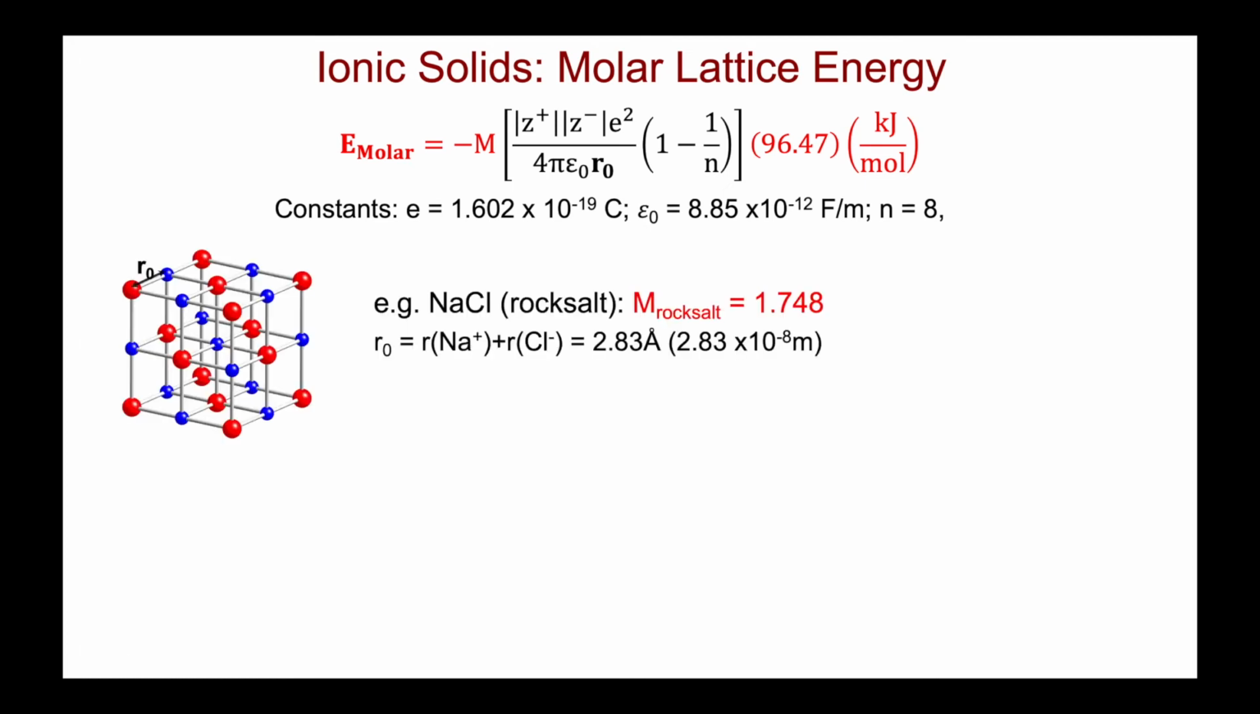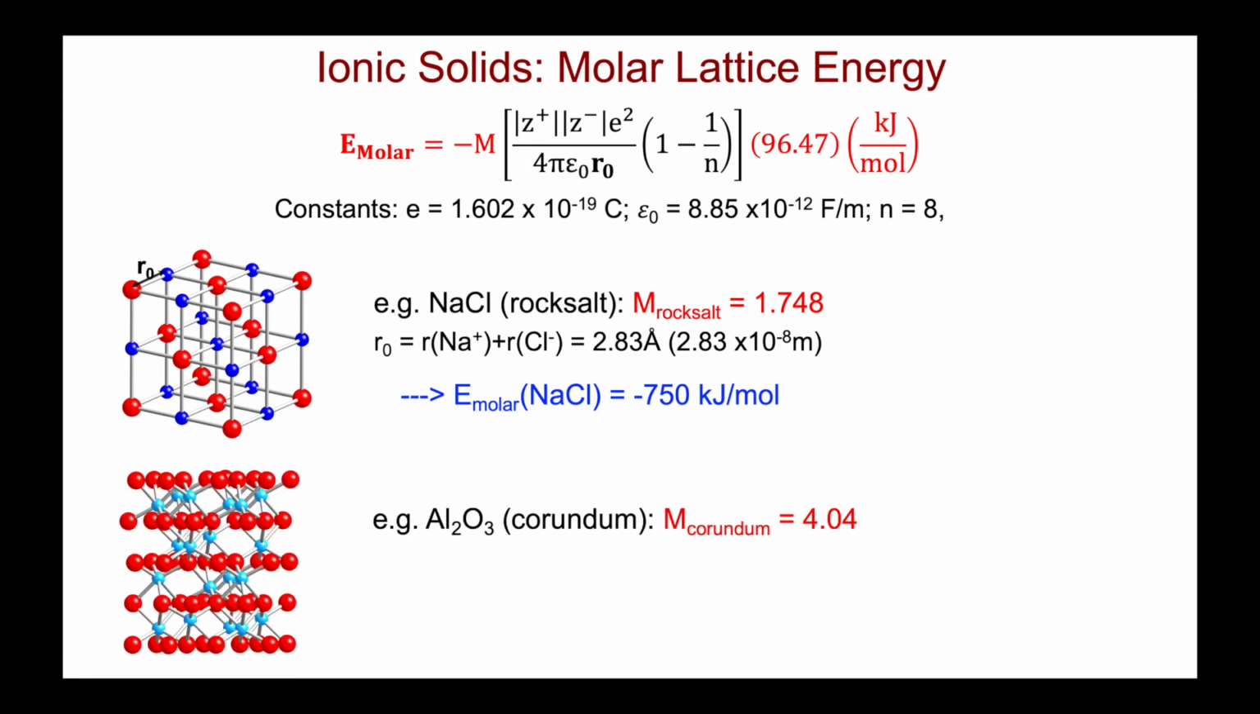Then for the sodium chloride structure, the rock salt structure, sodium chloride is just one example of a compound having this geometric arrangement. The Madelung constant is 1.748. We can look up the ionic radii of sodium and chlorine to get the equilibrium bond distance, which is as shown. Plugging in, we calculate the molar lattice energy of sodium chloride is about minus 750 kilojoules per mole.